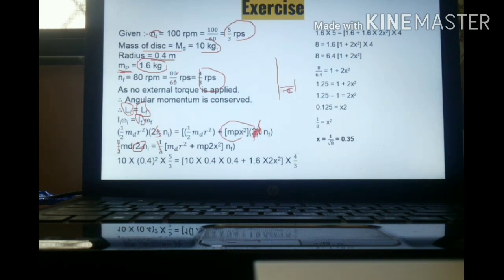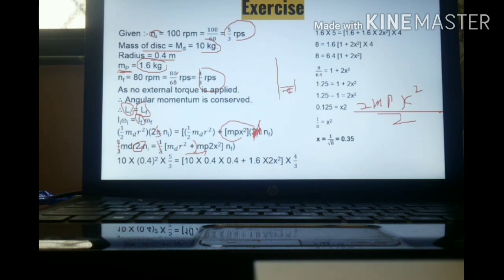But you will see how the 2 is coming over here. Over here, I have taken half common outside. In order to take half common, I am multiplying by 2 as well as dividing by 2. Try to understand, this was mp x square. I am multiplying by 2 as well as dividing by 2. Because of dividing by 2, I am able to take this half outside, and multiplying by 2 is there, so therefore 2 is inside now. So it is mp 2x square.